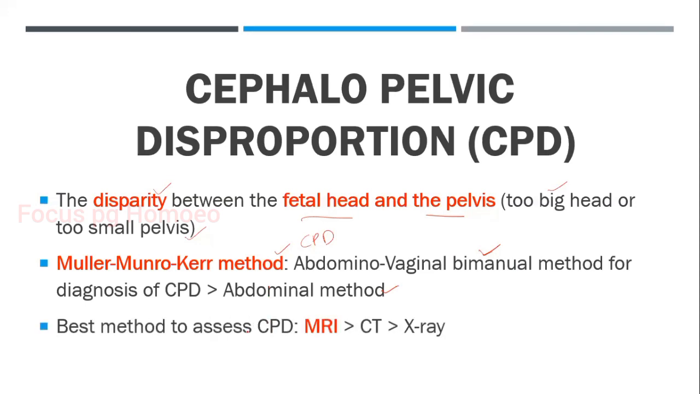Next, the best method to assess CPD. This can become a question. Which is the best method to assess CPD? This is clinical assessment, and when it comes to investigations, it is the MRI. MRI is the best method to assess CPD, followed by CT and followed by X-ray.